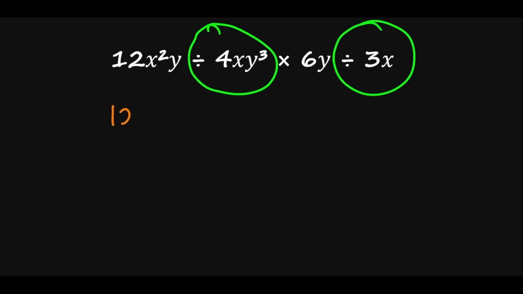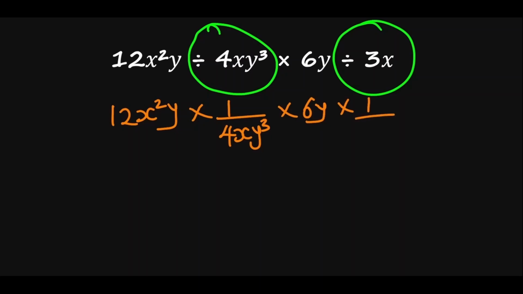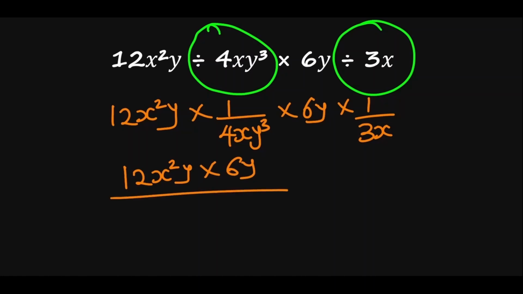So that becomes 12x squared y times 1 over 4xy cubed times 6y times 1 over 3x. Now, because all operators in this expression are from the same family, we could rewrite this as 12x squared y times 6y over 4xy raised to power 3 times 3x. If this was plus or minus, we wouldn't be able to do that because you cannot merge or combine terms just like that, okay? But because everything is multiplication and division, this is unique to the multiplication and division family.